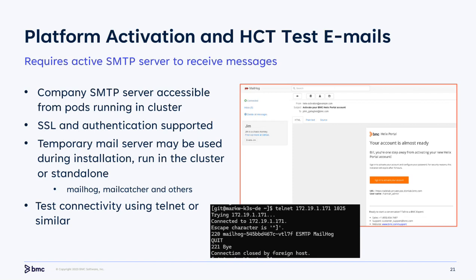The screenshot there on the right hand side in the background is a Mailhog interface with the activation email. That has the clickable link where you can set the password for the HANA admin user. And you can also use things like Telnet to make sure that you can talk to your SMTP server. If it's secure, that may or may not work, but there are many tools available. Use the ones that you're familiar with, or the ones that are appropriate for your environment.